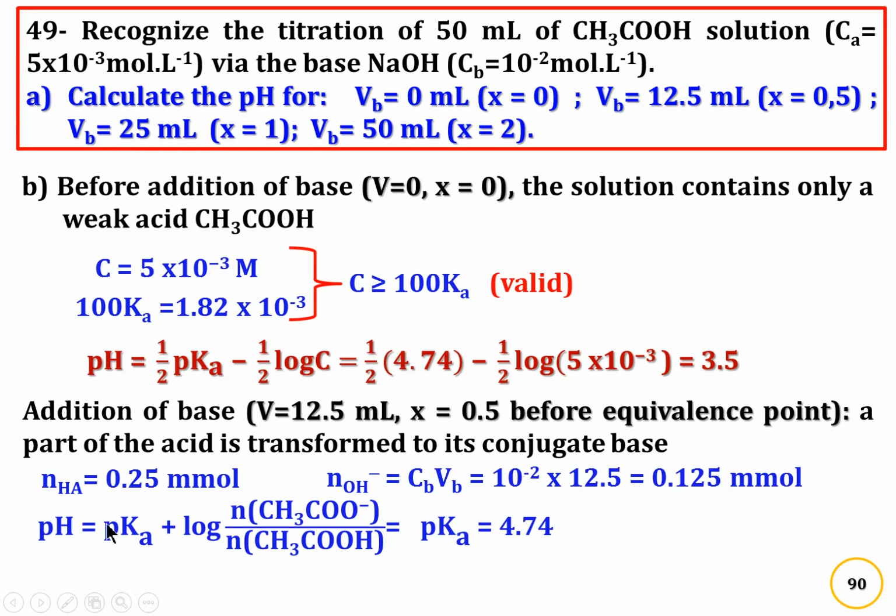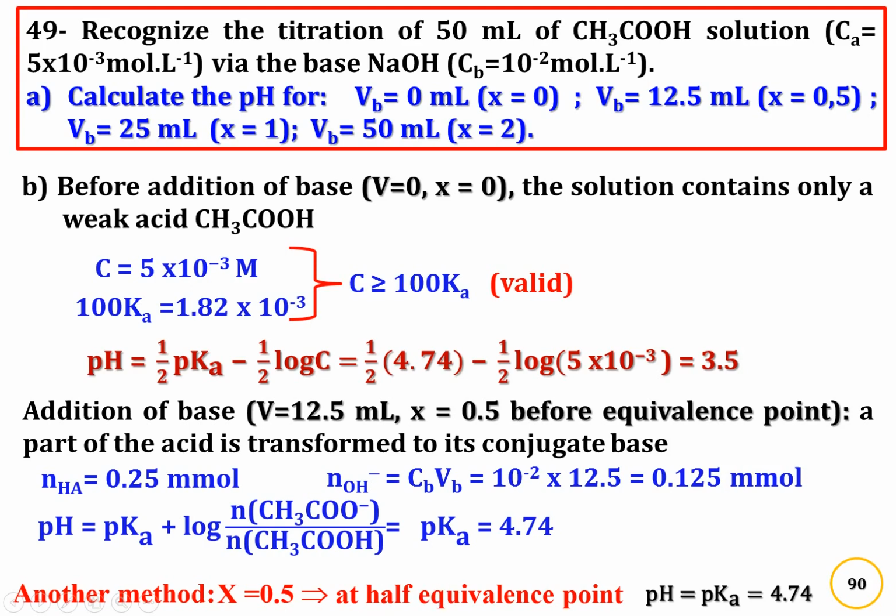Therefore, pH equal pKa, 4.74. Or another method: for X equal 0.5, we are at the half equivalence point, and at the half equivalence point, you know that pH equal pKa of the couple involved, equal 4.74.